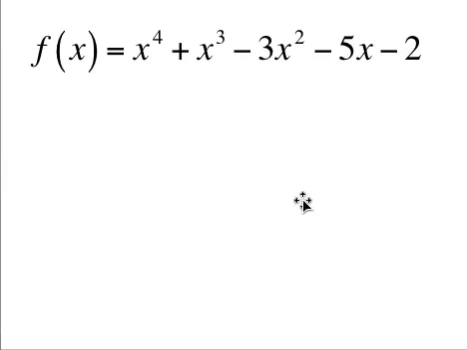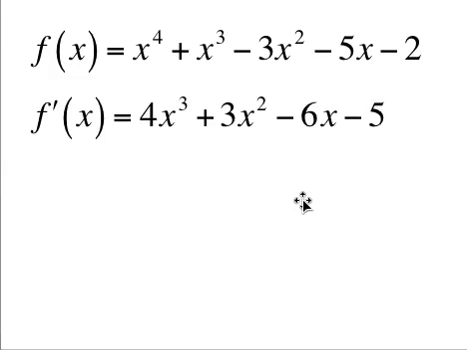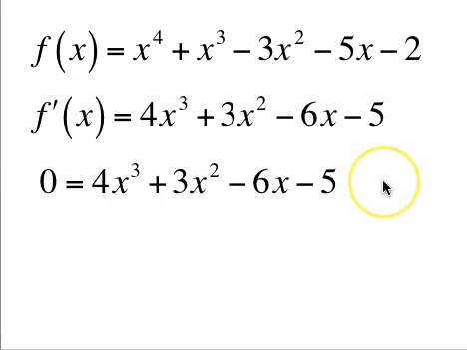f of x is x to the 4th plus x cubed minus 3x squared minus 5x minus 2. We need to find the critical values, so we're going to take the first derivative and set it equal to 0. First derivative, 4x cubed plus 3x squared minus 6x minus 5. Set it equal to 0. And that's kind of a challenging problem.